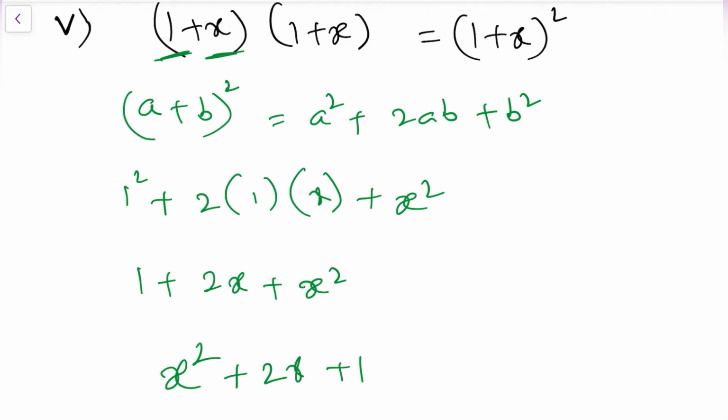Okay, now let us check the second bit. Evaluate the following products without actual multiplication. So in the first one he gave 101 into 99. So we should not do direct multiplication. We need to use the identities and simplify it.